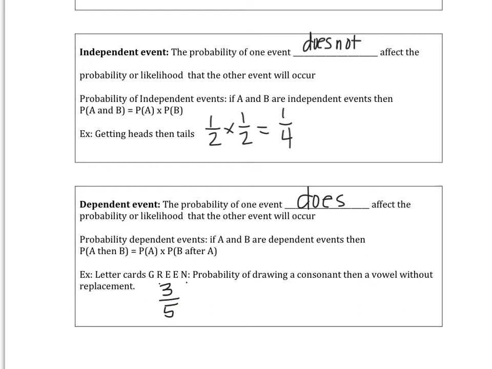And we multiply that by the probability of drawing a vowel. There are 2 vowels, but because we already took out one consonant, we only have 4 cards in there now. So now it's drawing 2 out of 4. That's what it means to be dependent, because the first event does impact the second event. So that probability would be 6 out of 20, and then we would reduce that down to 3 out of 10. So that's the difference between independent events, where one does not affect the other, and dependent events, where one does affect the other.